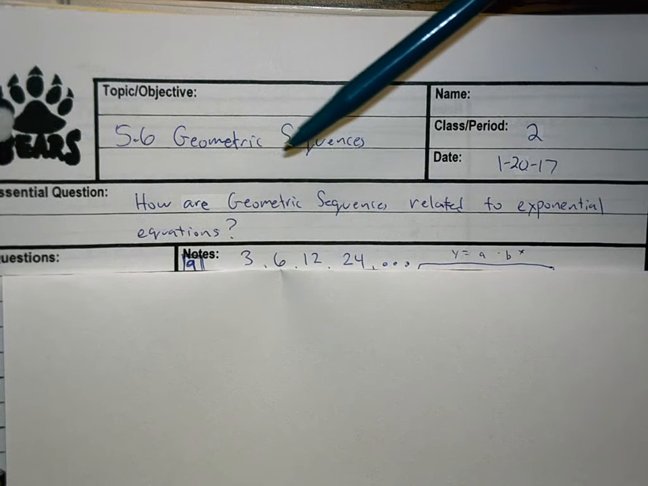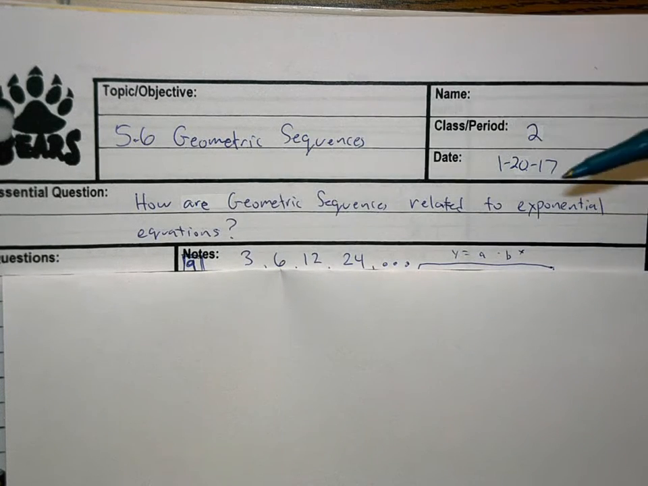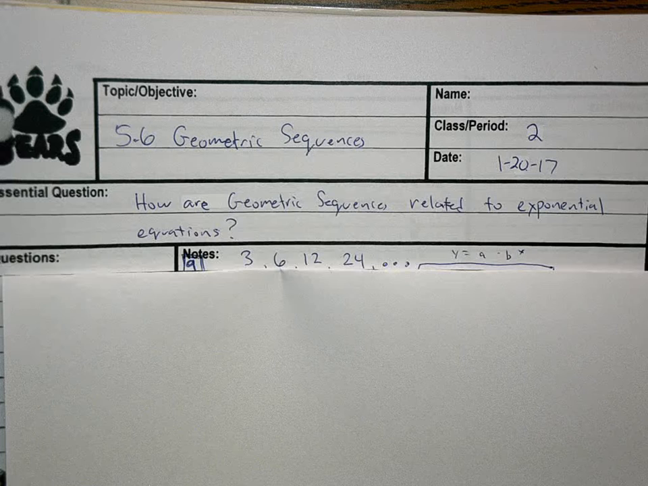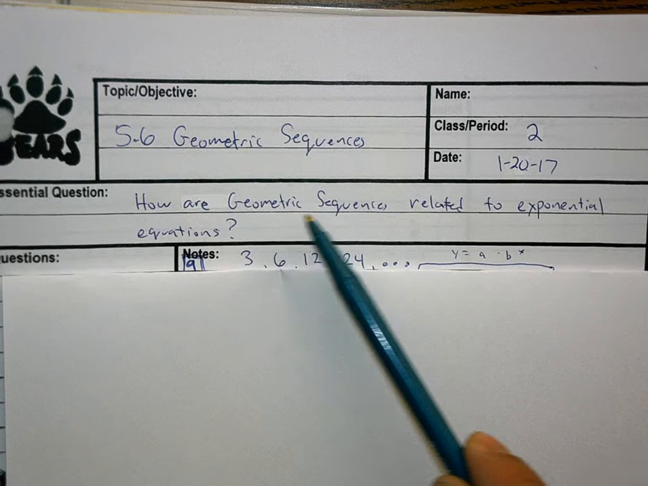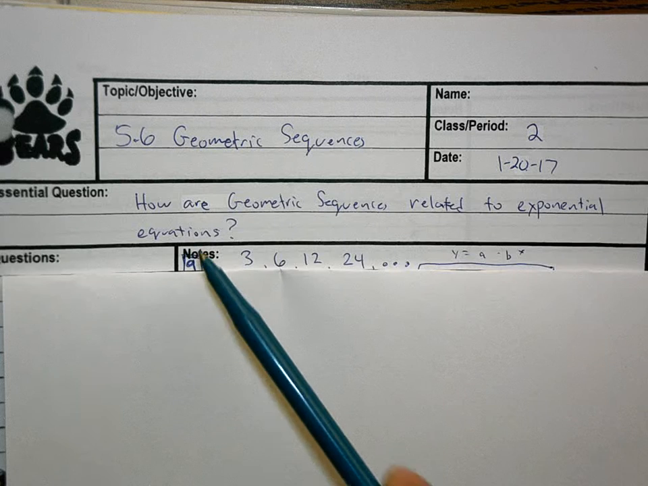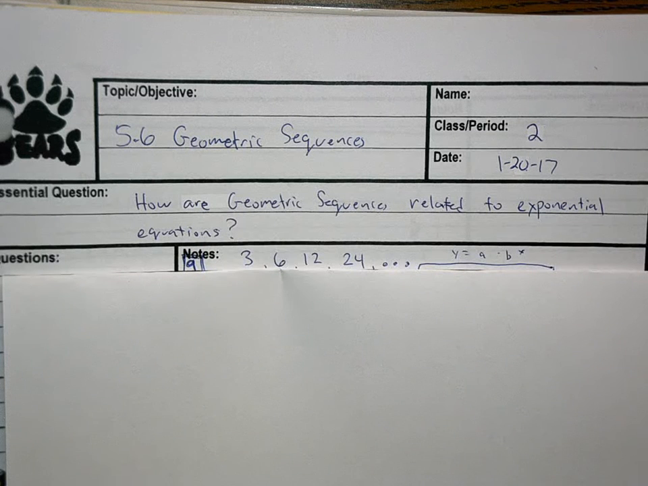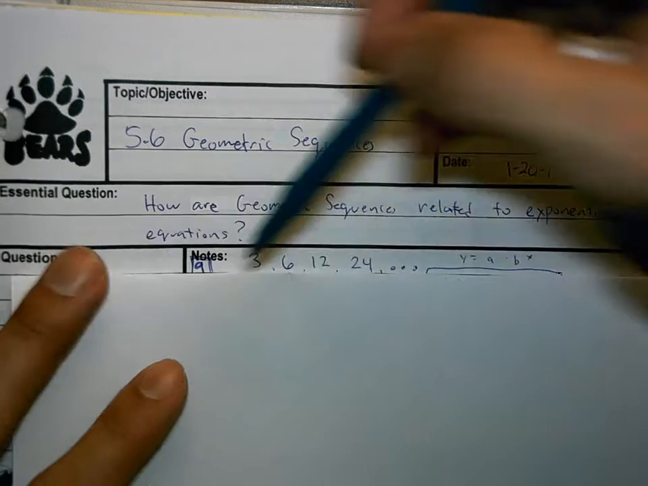5.6 is on geometric sequences. This is something that we talked about before, but I want to make sure you understand this essential question. How are geometric sequences related to exponential equations? Unit 5 is on exponents. Unit 5 is on exponential equations. So let's look at this example.